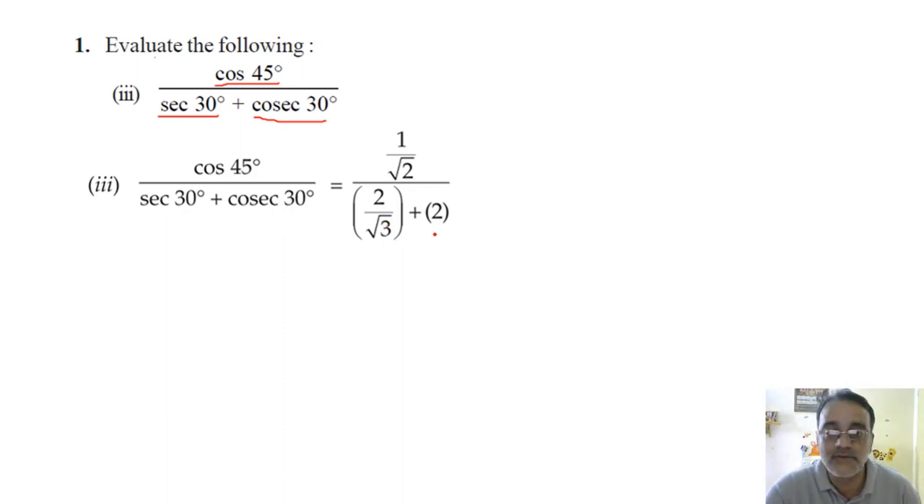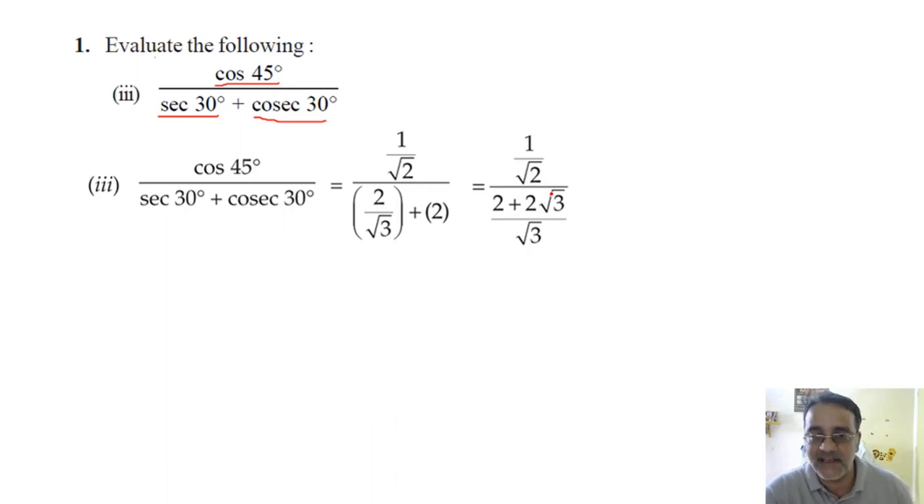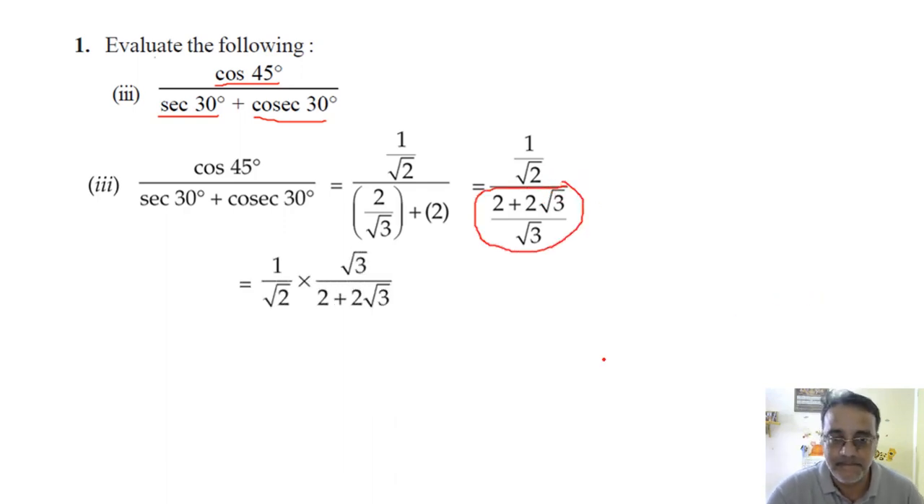Now what we will do, we will take LCM here. 2 plus 2 root 3 by root 3. Now how will we write this in multiplication? We will write the reciprocal of this step. This step is clear to all of you? Yes, sir. Okay, what will be the next step? Anish? Sir, root 3 by 2 root 2 plus 2 root 6.